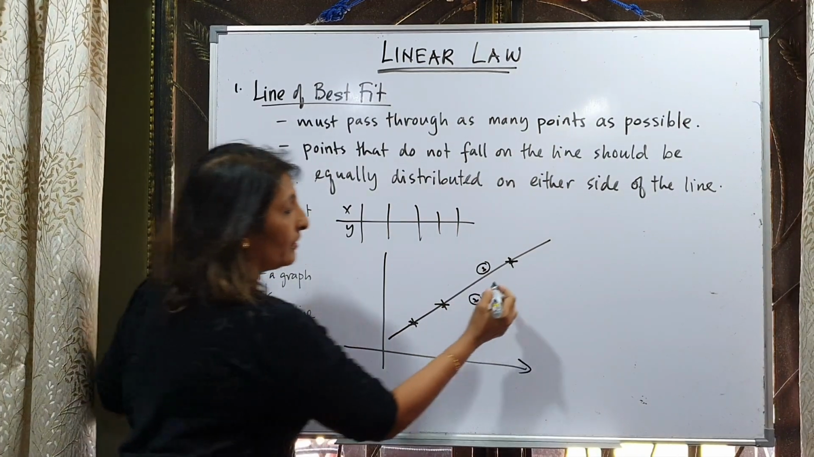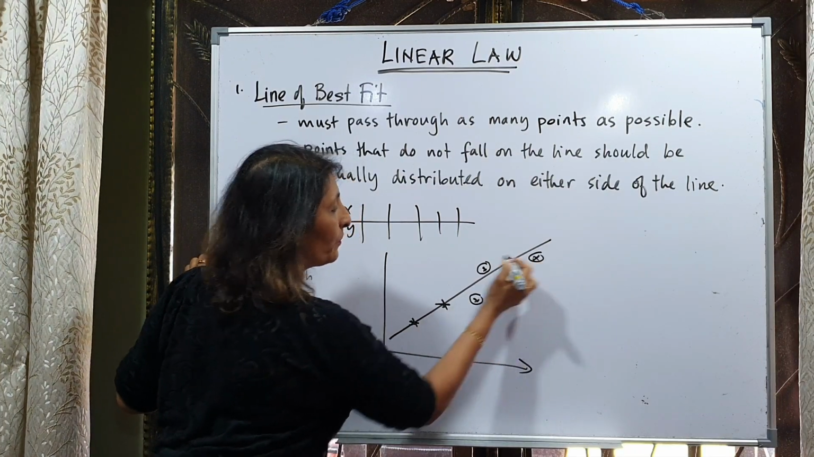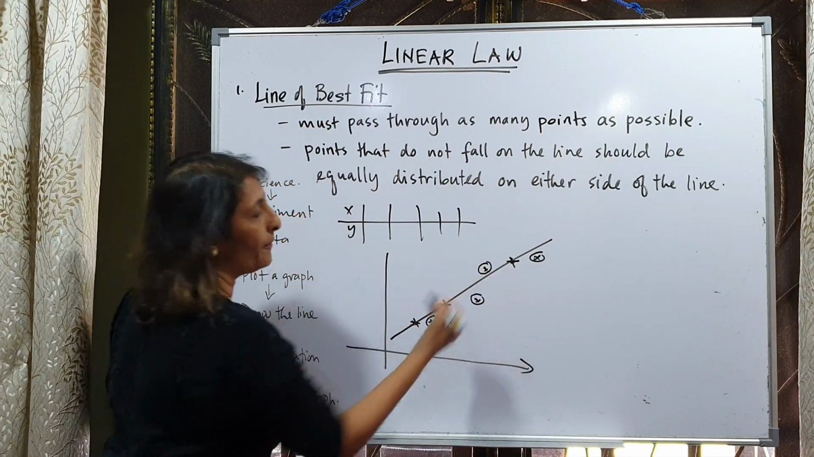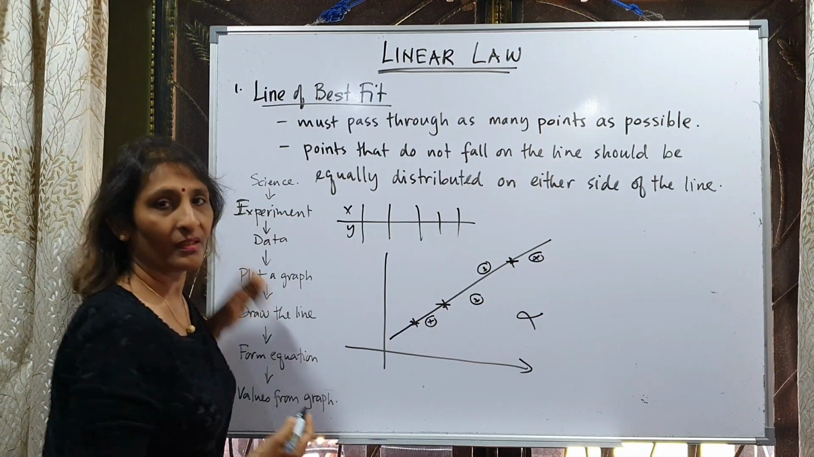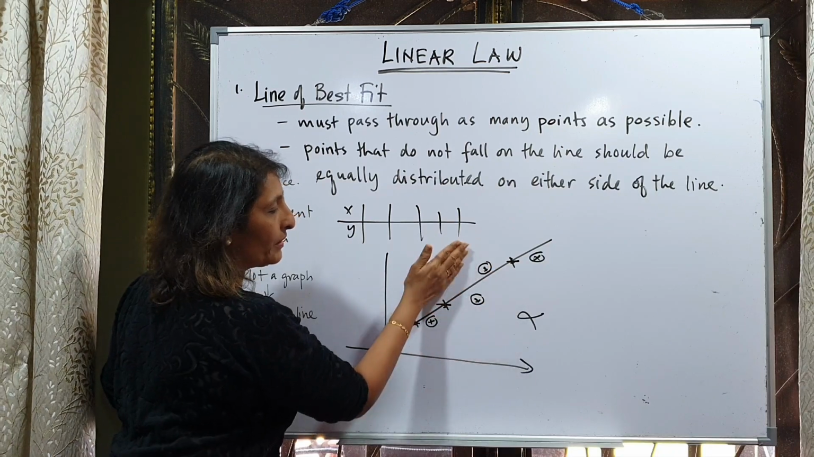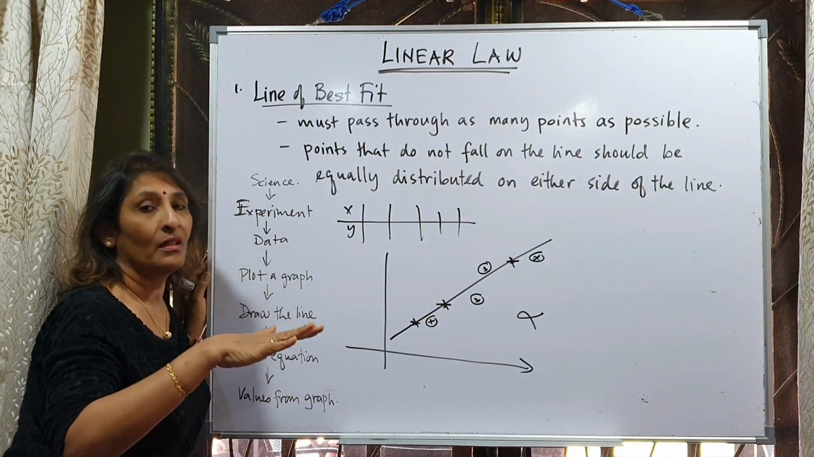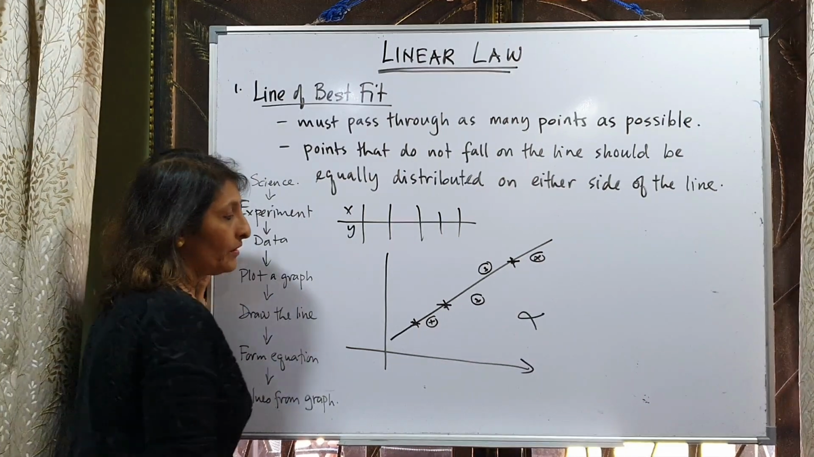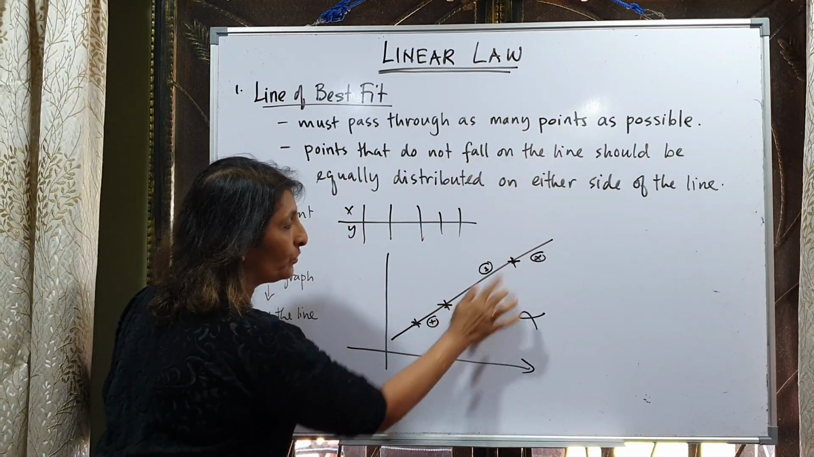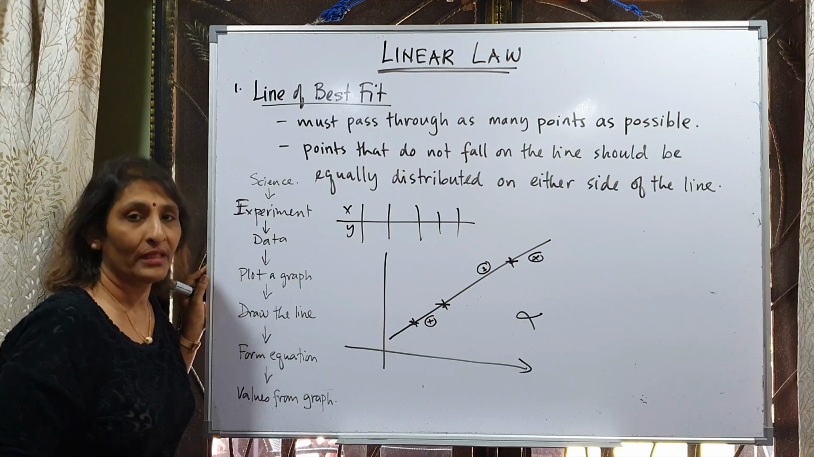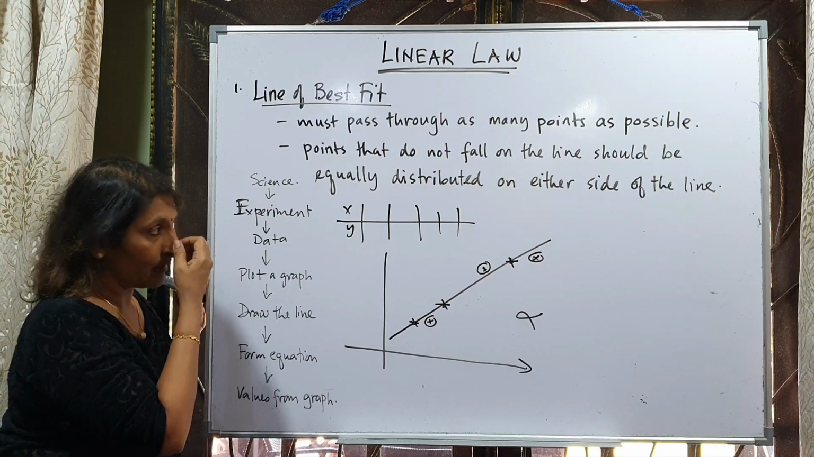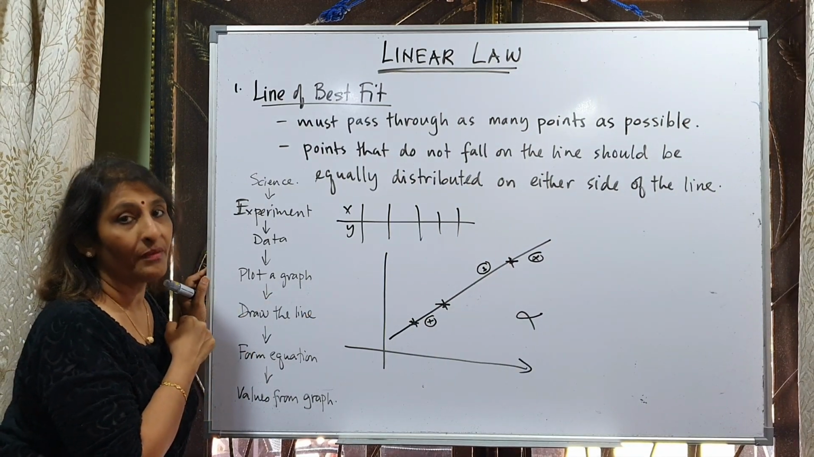You cannot have, let's say, 2 and 1 is possible, it's okay. But if you have 3 down and 1 up, then this is no longer a line of best fit. A line of best fit means the points that fall below and above must be almost equally distributed. So 3 and 1 is not a good line of best fit, but if you have just 2 and 1, yes, it is a line of best fit. Or you have 2 and 2, it's also okay, very good. We are going to learn how to draw the line of best fit much later.